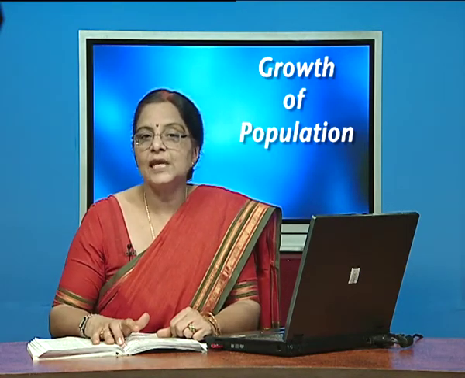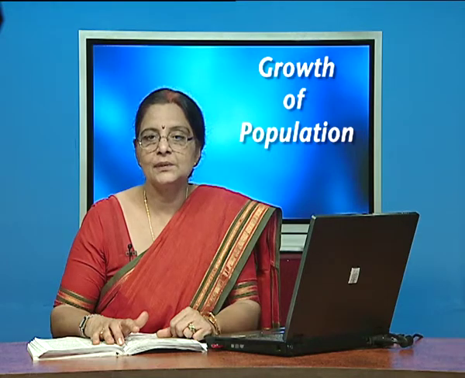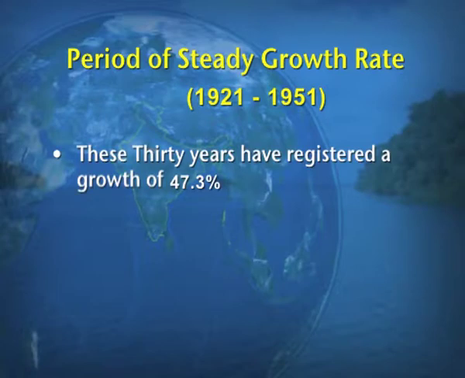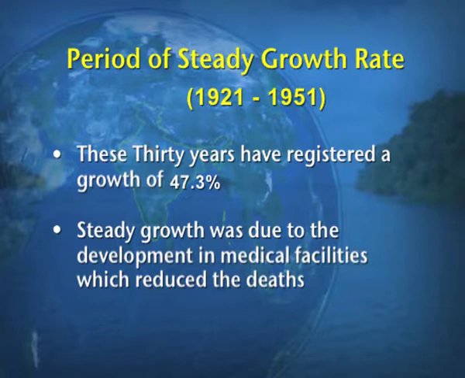Now, we take up the second stage of the population growth, and this is known as a period of steady growth rate from the year 1921 to 1951. These 30 years have registered a growth of 47.3%. So, this steady growth was due to the development in the medical facilities.